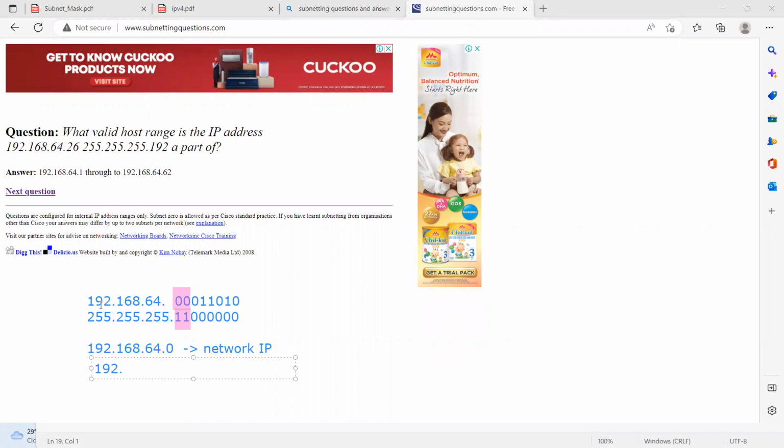because that is here. You have not changed 168. You have not changed anything. 64 you can't change, because all these belong to 255.255.255, so you can't change them. These also belong to the network. This is network, and actually this is subnet. 64. Then without changing these two, you can change the last bits.